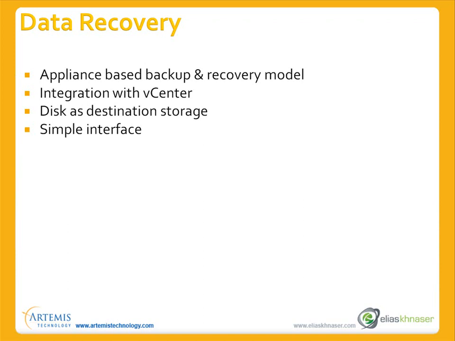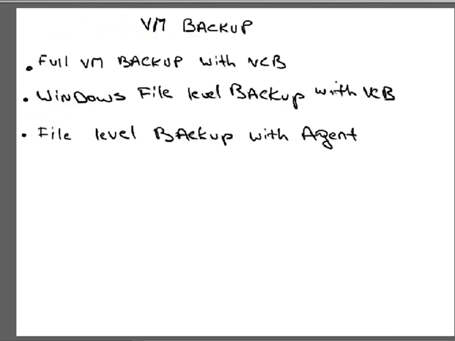Alright, so let's go ahead and get into some of these whiteboard sessions. Let's get into some of these demonstrations. Let's have some fun. There are many ways by which you can back up your data. You can do a full virtual machine backup using VMware Consolidated Backup. You can do a Windows file level backup also with VMware Consolidated Backup. And you can do a file level backup using an agent.